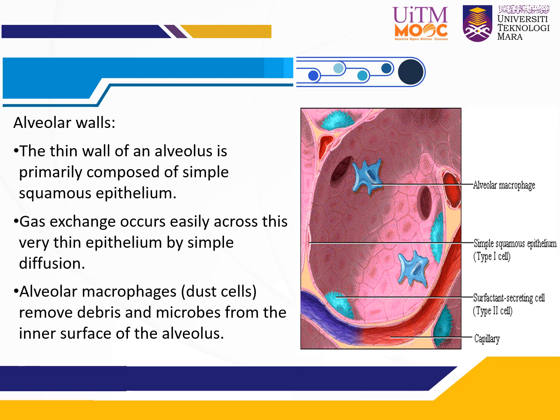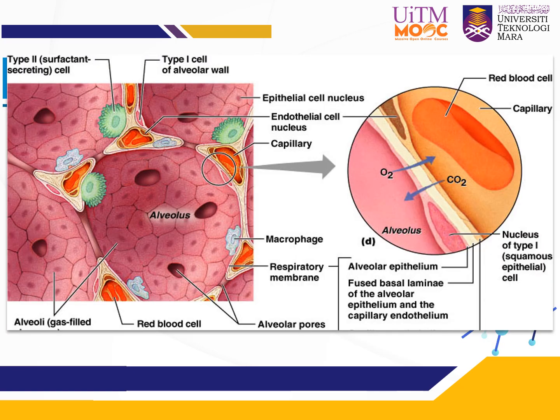Earlier I have mentioned that the thin wall of an alveolus is primarily composed of a simple squamous epithelium. Gas exchange occurs easily across this very thin epithelium by simple diffusion. And there are also what we call the dust cells, alveolar macrophages, that remove debris and microbes from the inner surface of the alveolus. Now this is what it looks like in an alveolus, and many alveolus is known as alveoli. So there is gas exchange happening there, a very thin layer to allow easy diffusion.